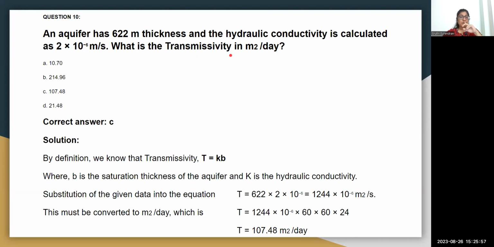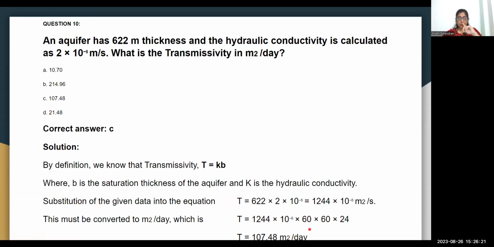The options over here for transmissivity are given in meter square per day. So it is a direct substitution into the formula, but we just have to be careful about the conversion from seconds to day. So multiplying 622 into 2 into 10 to the power minus 6 and converting the seconds into day by multiplying with 3600 into 24, we'll get the answer 107.48 meter square per day. So this is a simple numerical that can come, and you can expect a lot of such simple applications of the formulas during your exam also.